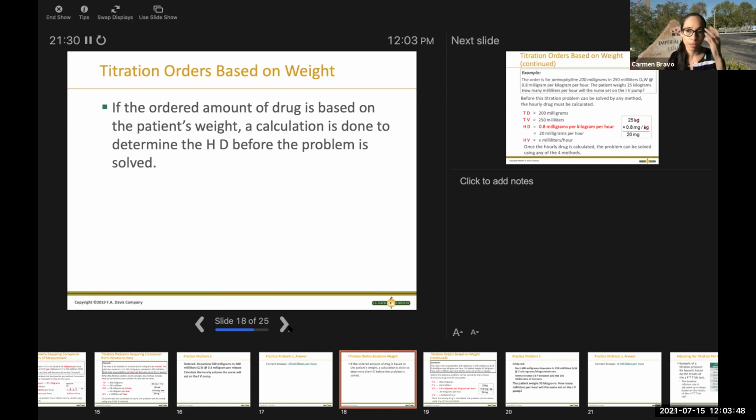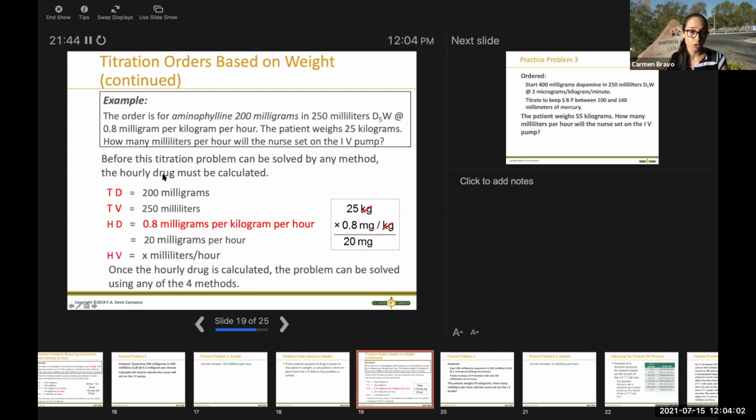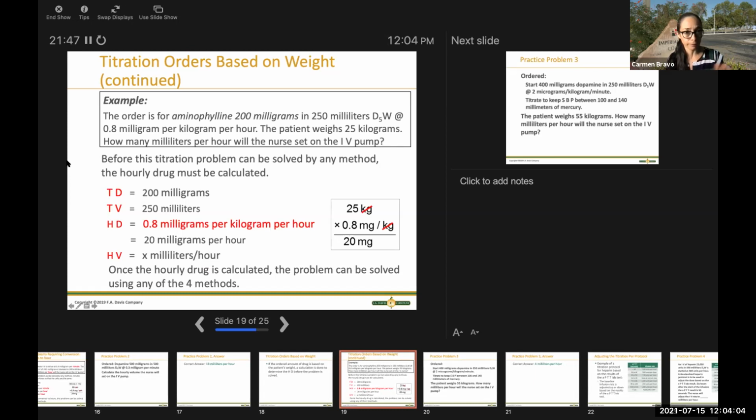to make sure it's okay. The titration orders based on weight. Sometimes the doctor is going to give us the order based on the weight of the patient. This is when it gets not so much complicated, but longer, because you have to keep track of all of the different conversion factors that you have to add into your problem to make it work. This is one that the doctors love a lot, giving orders titrating based on the weight.